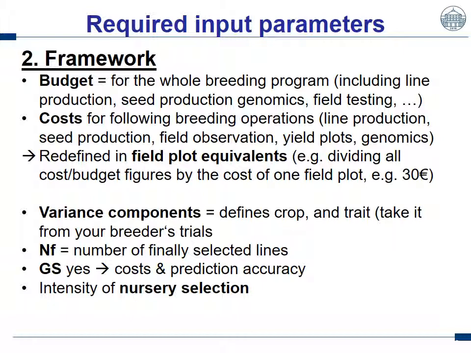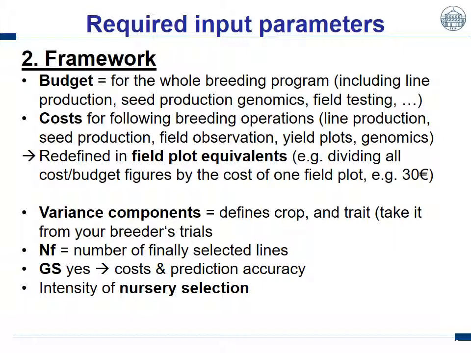The framework is on the one hand the budget for the whole breeding program. This includes the line production costs, the seed production, genomics, field testing. You need costs for the following breeding operations: the line production, the seed production when you have specific costs, for instance hybrid seed production, field observation costs, yield plot costs, genomic costs. And all these are redefined, like told, in field plot equivalence. That means that these monetary values are divided by the costs of one field plot, which in wheat is at least around 30 euro.